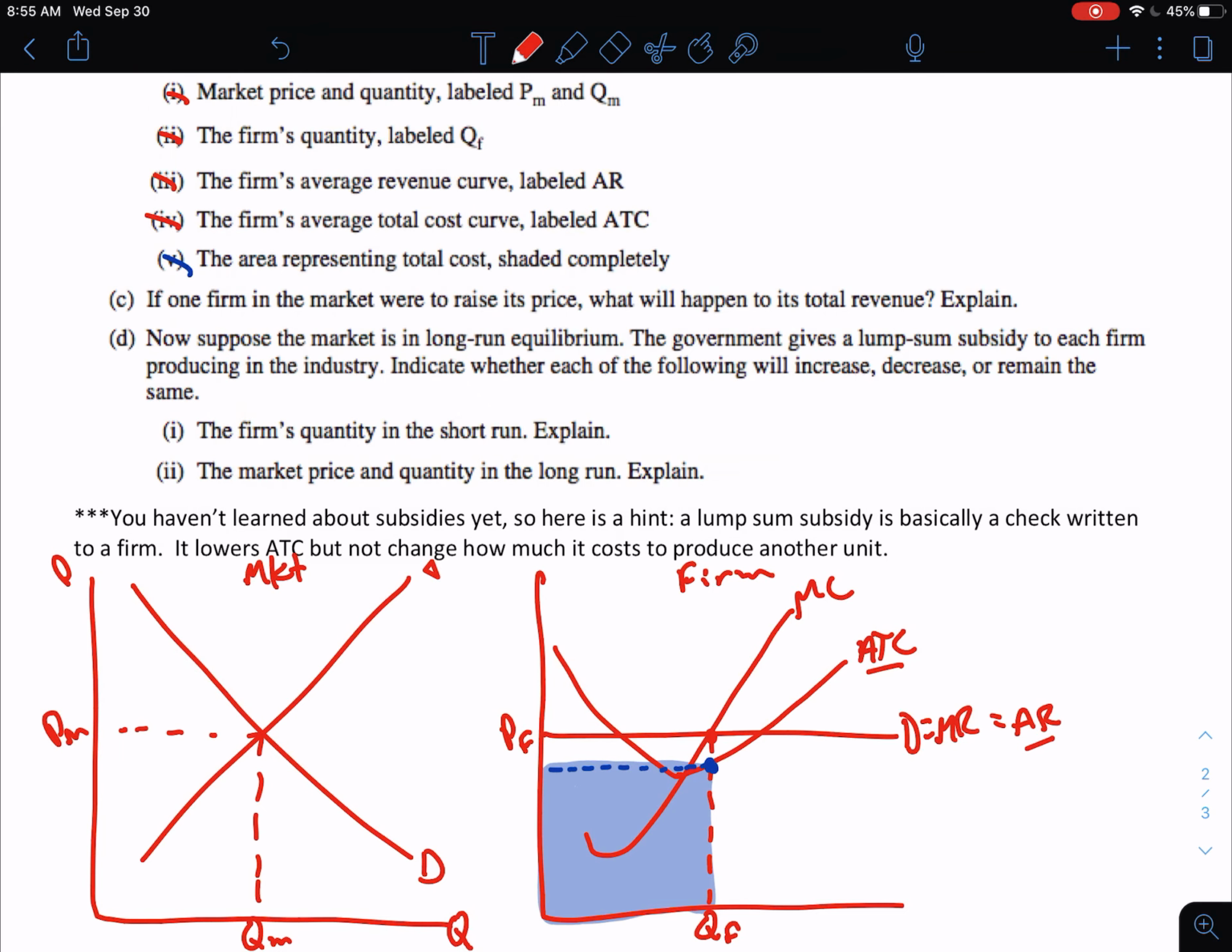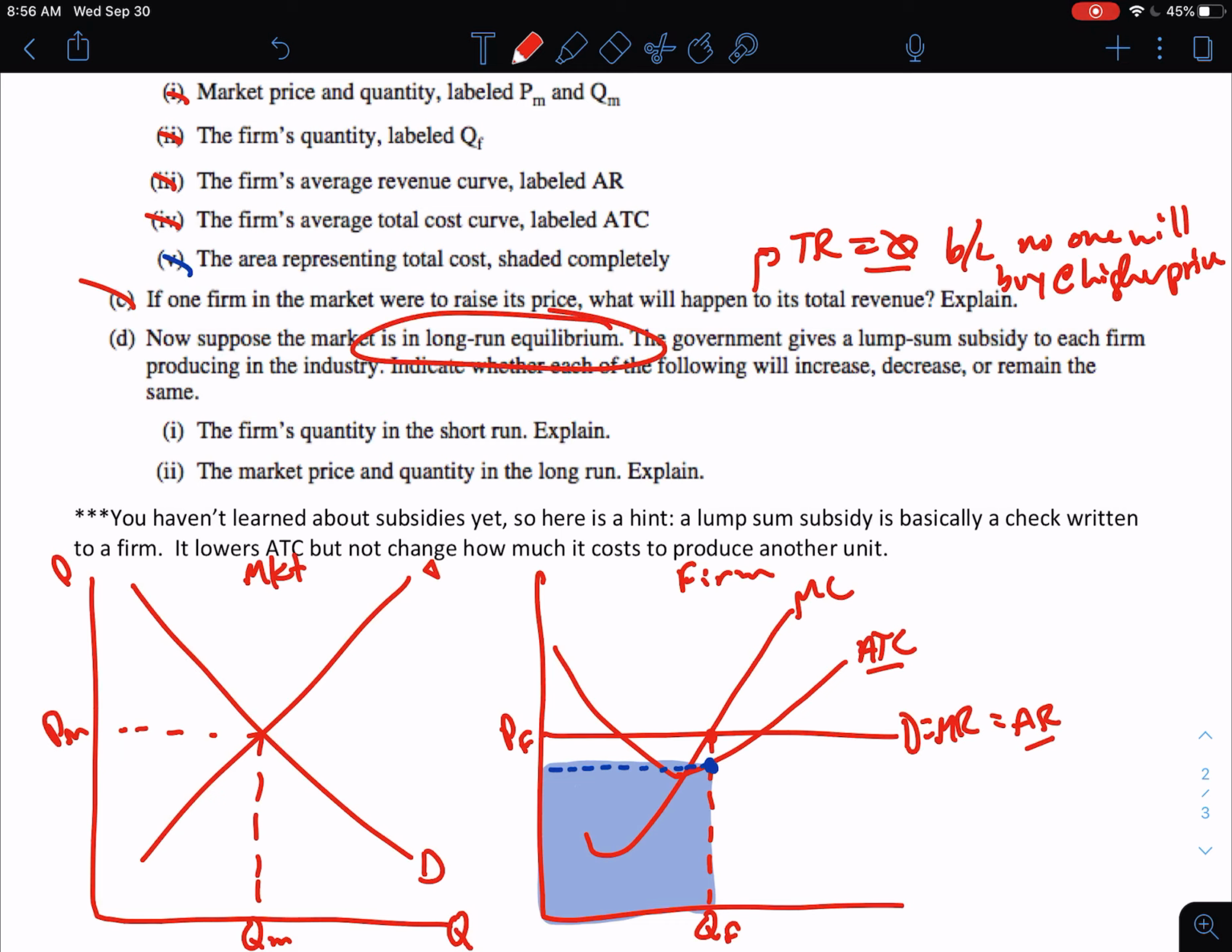If one firm were to raise its price, what will happen to its total revenue? Its total revenue will fall to 0. That's the what, and the why is because no one will buy at a higher price. Basically, that means that all of their sales will fall to 0, and their revenue will go to 0.